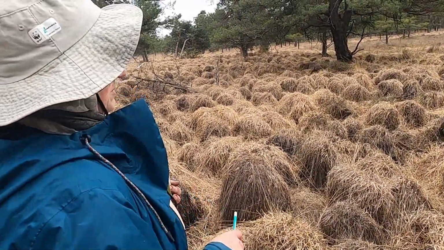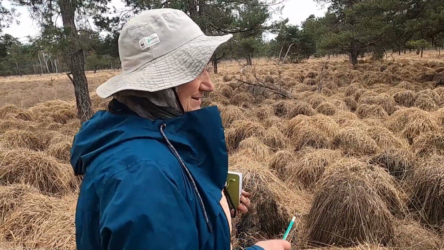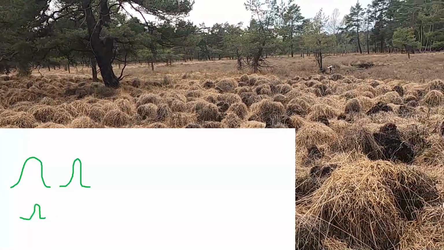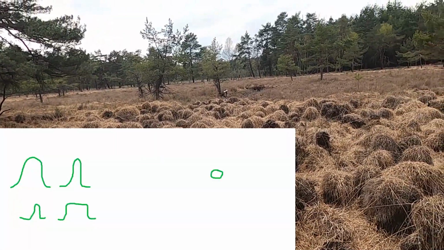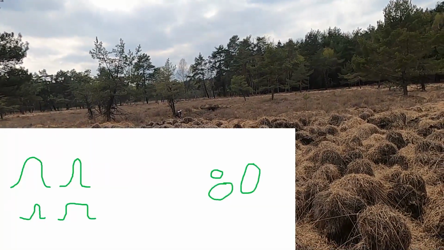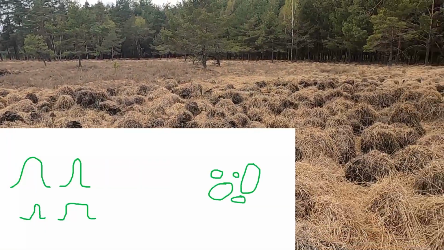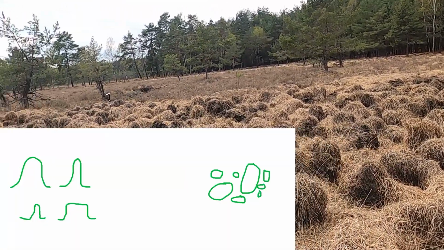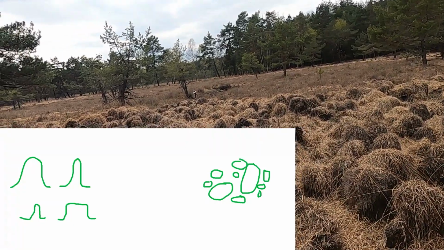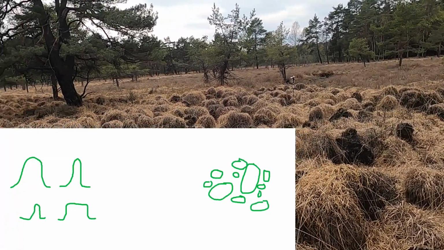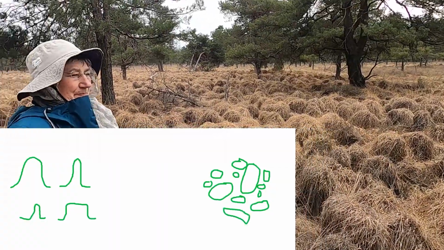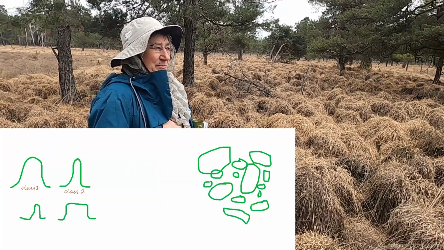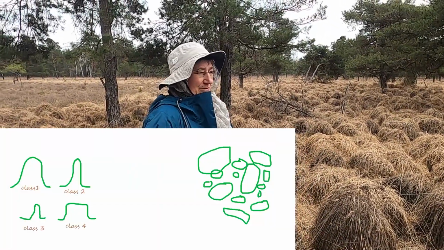How to describe nanorelief? The best way is to make several size classes of these hammocks. For example, we have 3 classes by diameter and height, and then we give the size of the hammock, height and diameter, and what percentage covers this class.